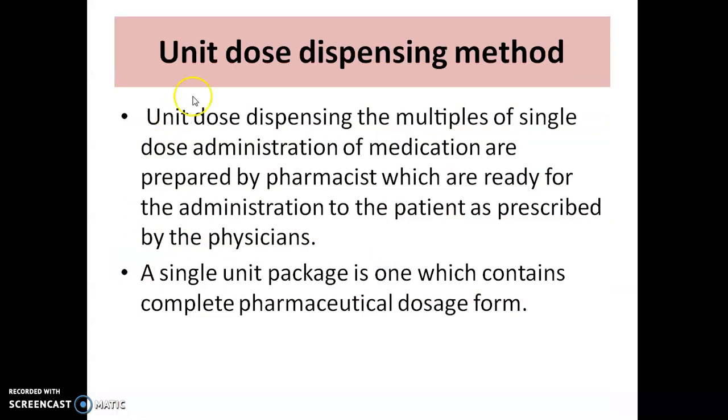Then the main one, which is unit dose dispensing. It is the multiples of single dose administration. Unit dose itself indicates that the dose is a single dose. So single doses which are administered multiple times, or over multiple periods of time, such types of dispensing are known as unit dose dispensing.